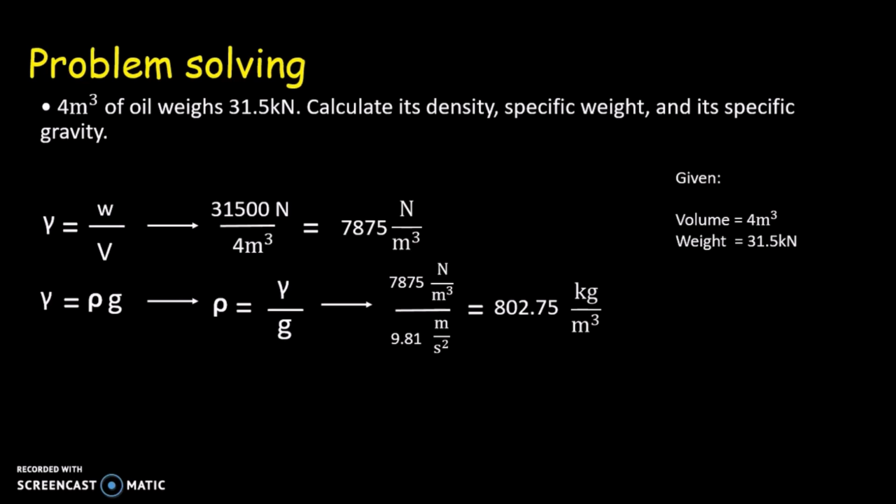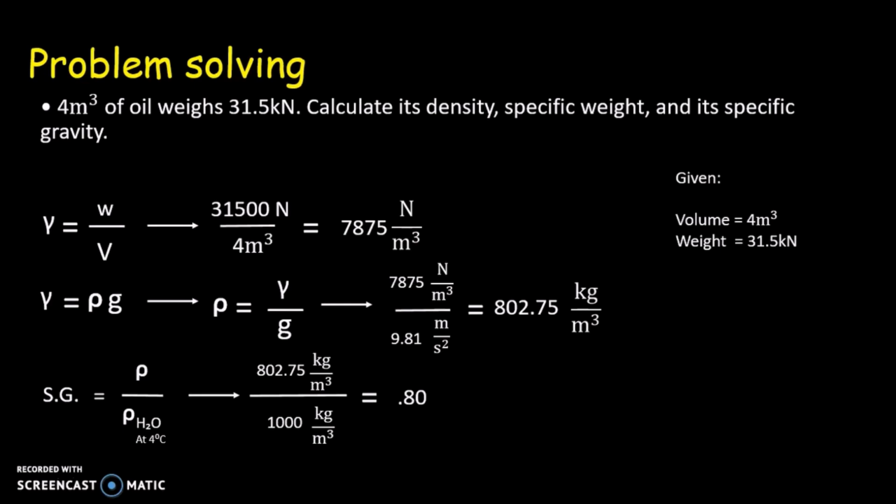And now, we can compute for specific gravity. Remember the equation earlier. The density of the substance over the density of water at 4 degrees Celsius. So let's just input our data again. 802.75 kilograms per cubic meter for the oil, and for water we have 1000 kilogram per cubic meter. Dividing this, we get 0.80. Meaning that the oil is less dense than the water.